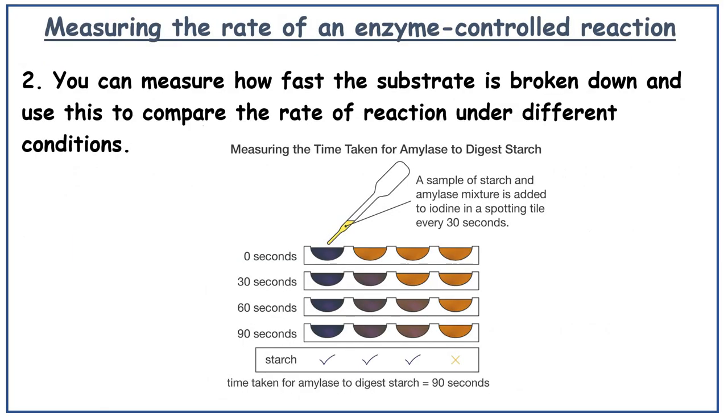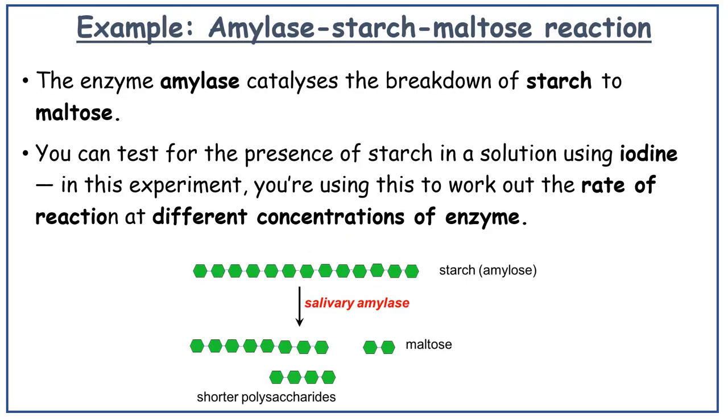Or you could measure how fast the substrate is broken down and use this to compare the rate of reaction under different conditions. So as an example, you could use the amylase starch maltose reaction. The enzyme amylase catalyzes the breakdown of starch into maltose, and you can test for the presence of starch in solution using iodine. So in this experiment, you're using this to work out the rate of reaction at different concentrations of enzyme.